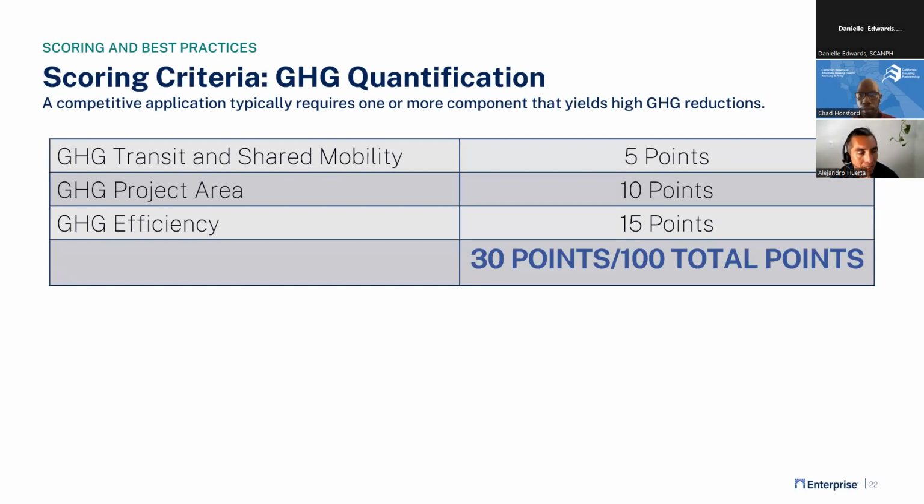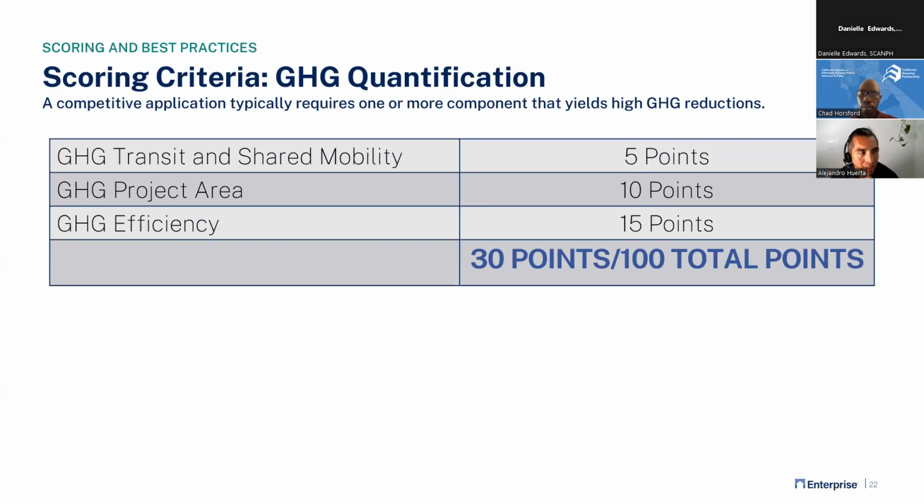The bikeway and ped improvements are actually reflected in the GHG project area scores right there in the middle. And I wanted to make sure everyone understood that even though it may seem from this slide that the GHG transit, because it only says 5 points, plays a minimal role in the overall score, that's not accurate because those transit GHG reductions are also taken into account in the GHG efficiency score.